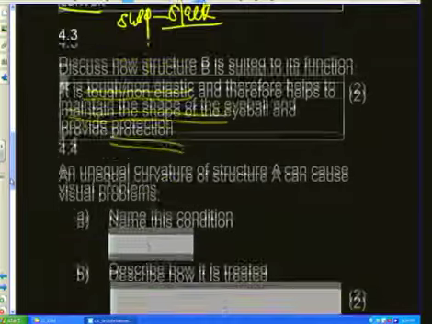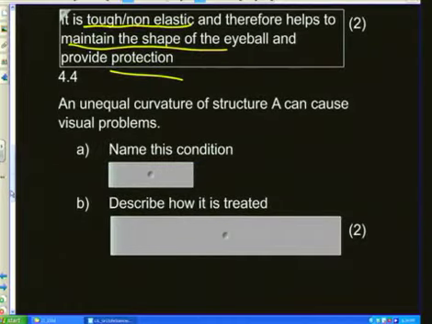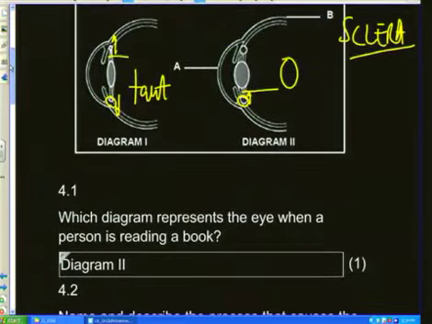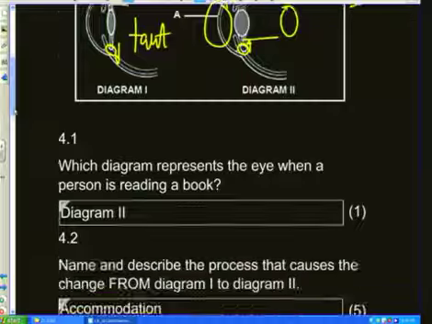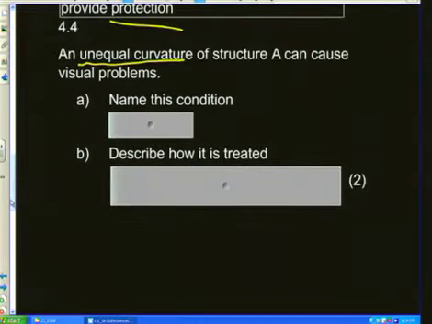An unequal curvature of structure A can cause visual problems. Unequal, the key is unequal. Structure A, again, let's go back to structure A, is the cornea, that part, the cornea. So they're saying unequal curvature. And the word unequal is the clue here. That means the person is suffering from, you guessed, astigmatism. That's correct. How can we treat it?